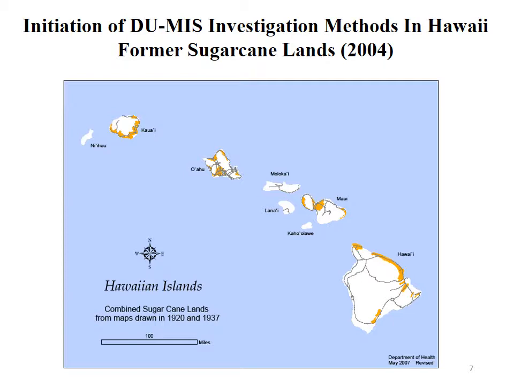This slide depicts the former sugarcane growing areas on our 4 largest Hawaiian islands during the period of about 1920 to 1937. At this time, inorganic arsenic was utilized as a primary herbicide for growing sugarcane. You can see many hundreds of thousands of acres across the islands at that time were in sugarcane where inorganic arsenic may have been used. In 2004, our office began targeted efforts to investigate soil arsenic contamination issues related to these sugarcane operations.